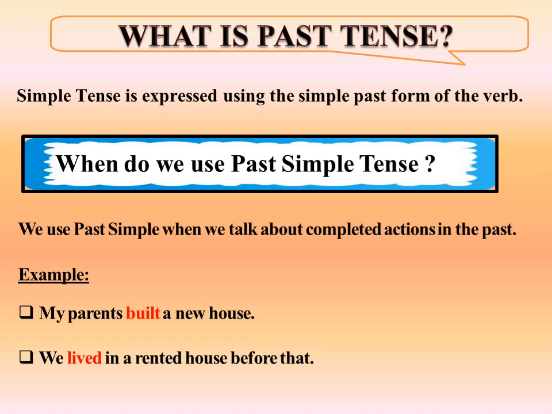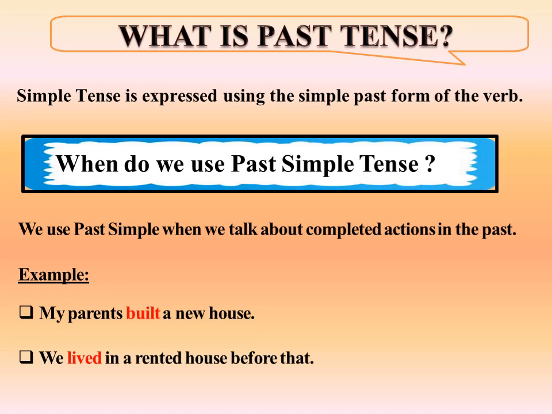For example, my parents built a new house. So, what is the past tense here? Built. What has happened? Your parents have built a new house. So, built is the verb we have identified. And if we look at the word built, the action is over, which has occurred in the past.